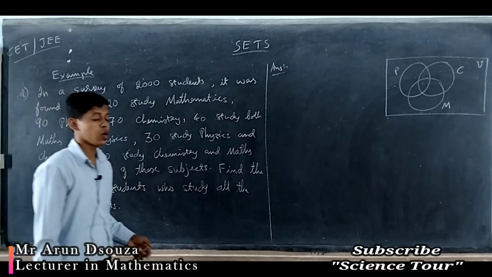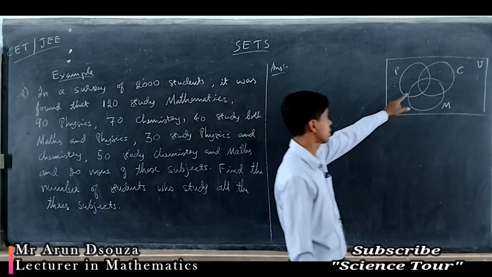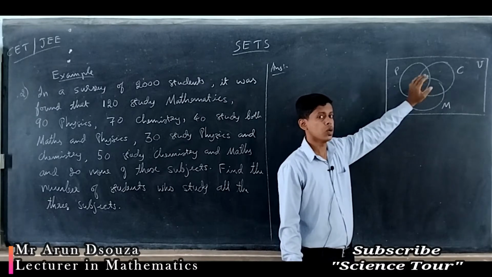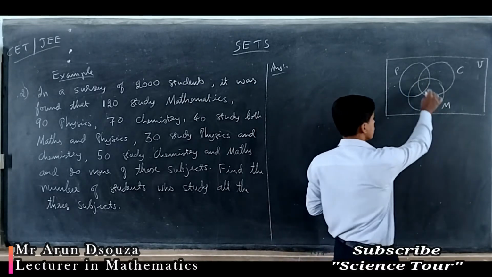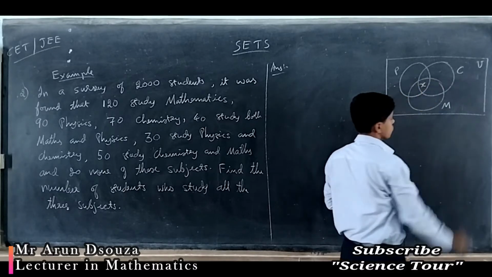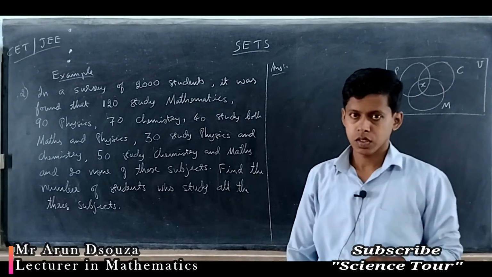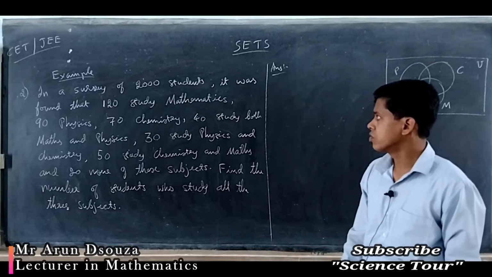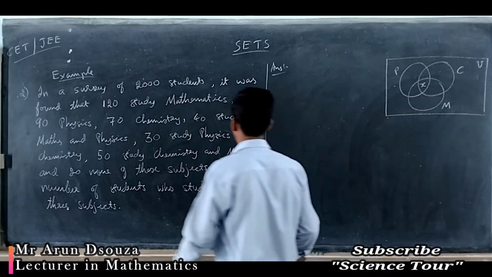So what do you mean by all the three subjects? All the three subjects is the intersection of physics, chemistry and maths. So understand the Venn diagram. This we do not know. This is what we have to find. Then what is the other data that is given to us? Let us write that one by one.